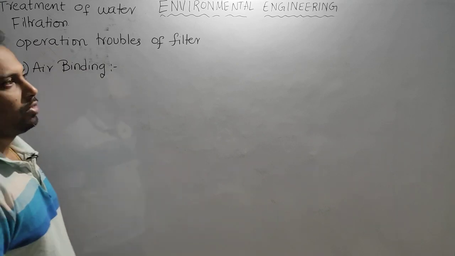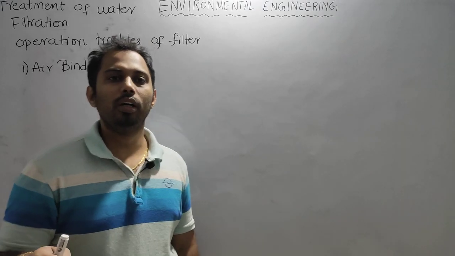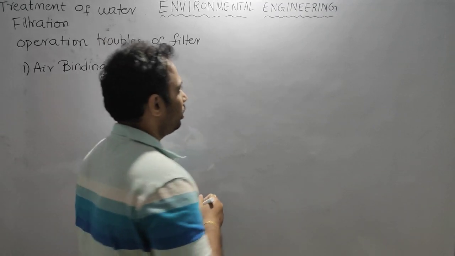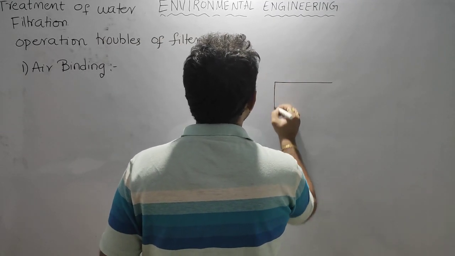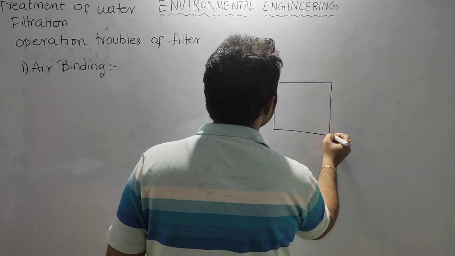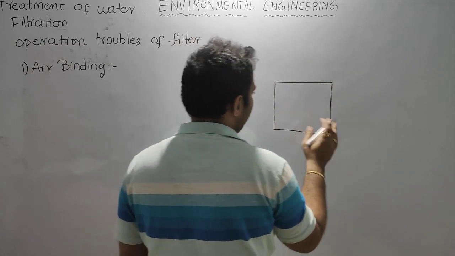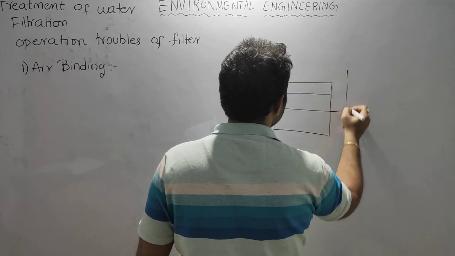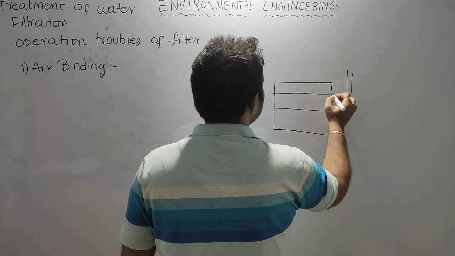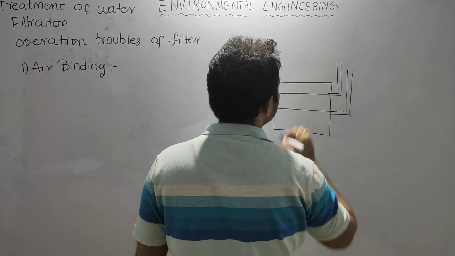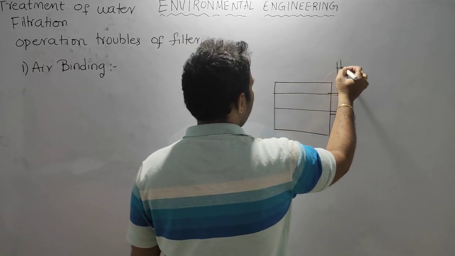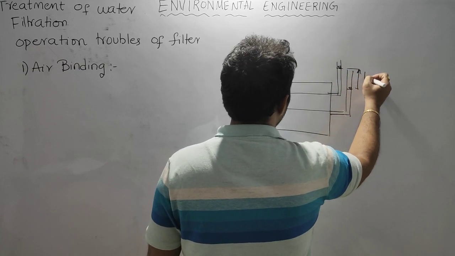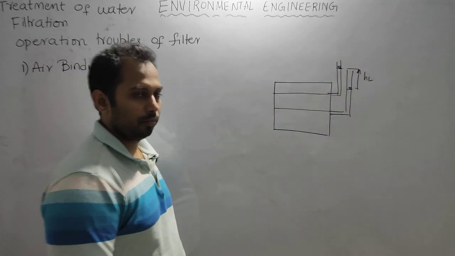See, when you are sending water into the filter, okay, so this is a filter. There will be head, for example this is a sand bed. Here if you insert a piezometer, there will be a difference of head. So this is head loss which is causing the flow, right?